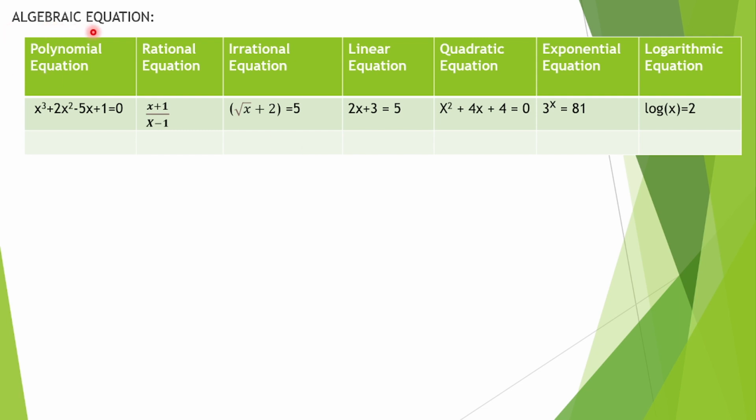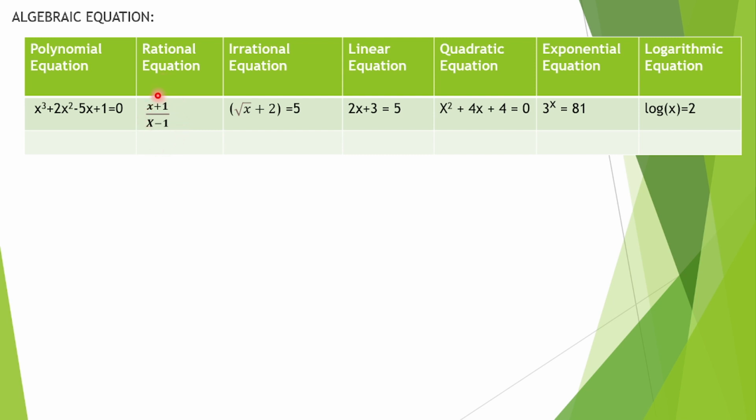These are algebraic equations. Just like algebraic expressions, algebraic equations are classified into polynomial equation, rational equation, irrational equation, linear equation, quadratic equation, exponential equation and logarithmic equation. So this is a polynomial equation equal to 0, and this is x plus 1 divided by x minus 1 equal to some value. Sorry, we missed the sign of equality there, but here is the sign of equality, equal to some value. So this will be called a rational equation.